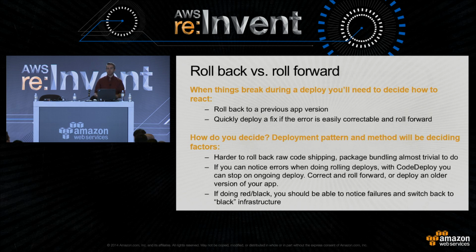And depending on which deployment pattern and method you go with, it's going to really affect how you decide which one of these you want to use. So it's a lot harder to roll back raw code shipping if you've replaced in place the files that exist. But it's a lot easier if you do package bundling.